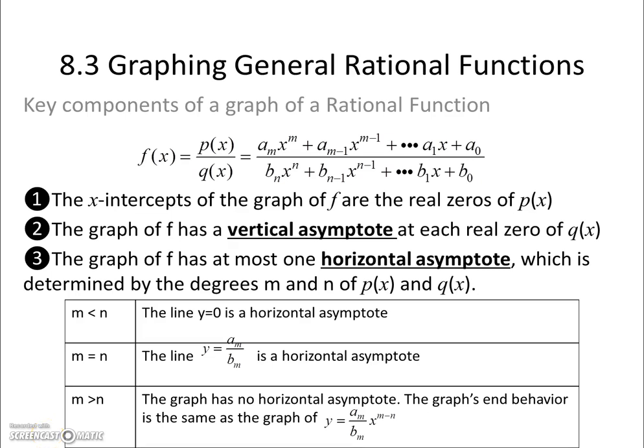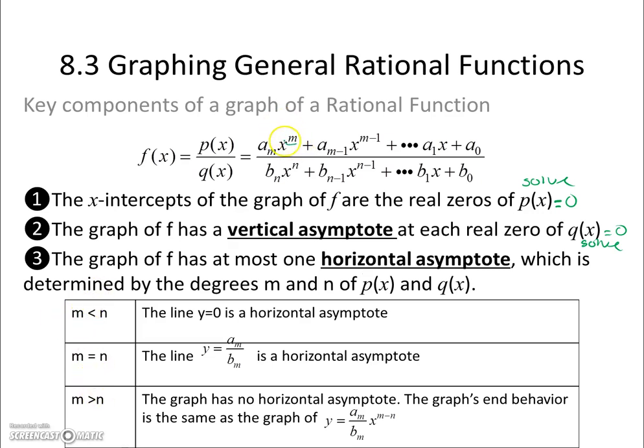Okay, so here are some steps we're going to use when we graph. We're going to take our rational function p of x over q of x and look for the x-intercepts. So we're going to set the numerator equal to 0 to find our x-intercepts. And then the graph has a vertical asymptote when your denominator equals 0. So we're going to set your denominator equal to 0 and solve. And then we're going to look at the horizontal asymptotes.